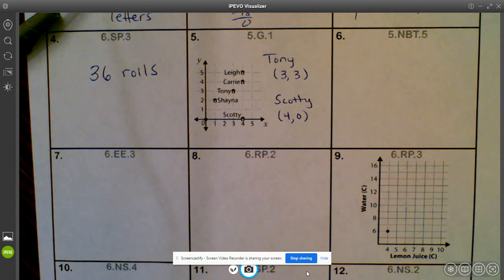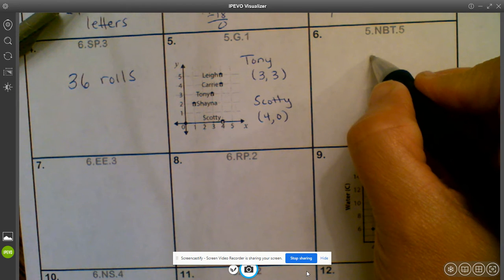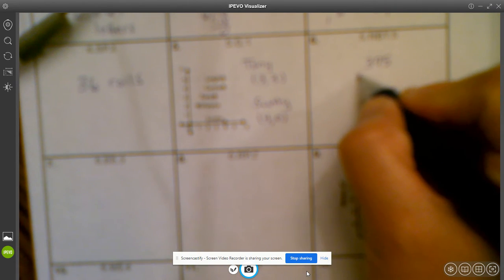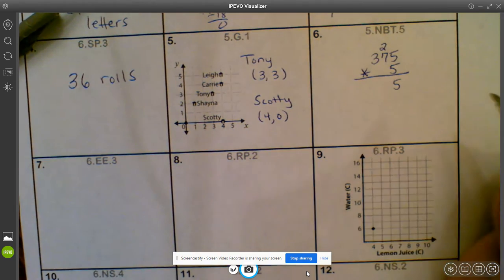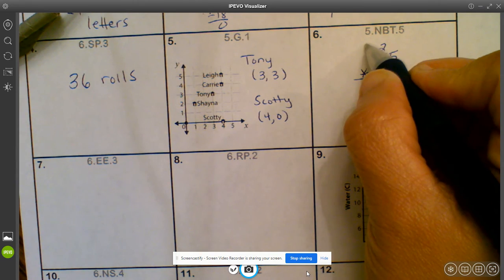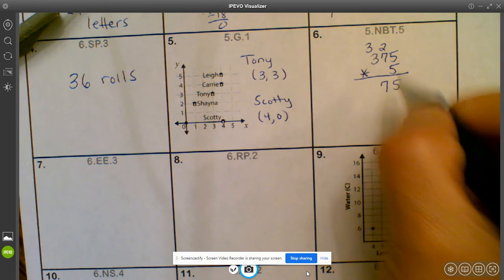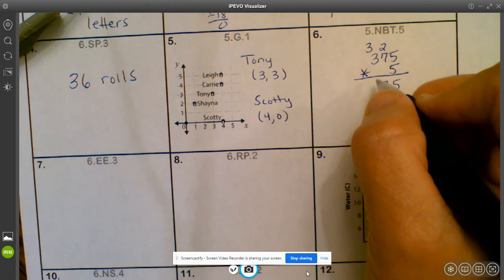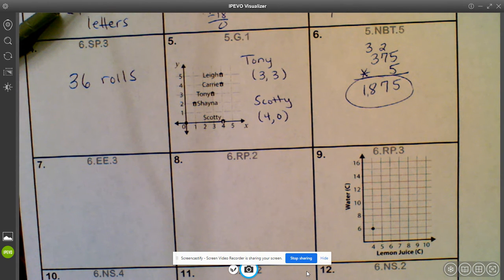So starting with number 6, this is a review of a 5th grade standard, and you are just multiplying 375 times 5. So 5 times 5 is 25, carry my 2. 5 times 7 is 35, plus the 2 I carried, 37, carry my 3. And 5 times 3 is 15, plus the 3 that you carried, which makes it 18. So 1,875, and you should be able to do the standard algorithm for that in 6th grade.